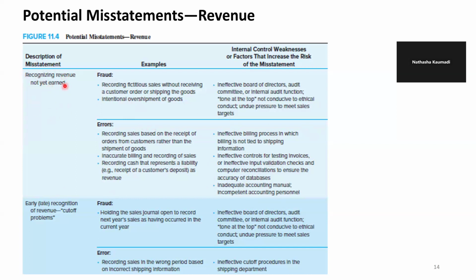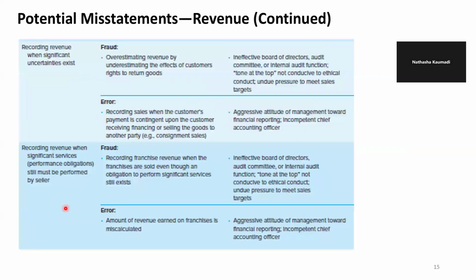Likewise, recognizing revenue not yet earned, or early or late recognition of revenue. That means cut-off problems. You have to record this transaction in 2023, but recorded it in 2024. One date change, but the year is going to change with that one date. Or you have to record this in 2025, but recorded it in 2024. Cut-off problems. We have discussed this cut-off issue in the lectures. So cut-off issues can happen, not in the relevant period.